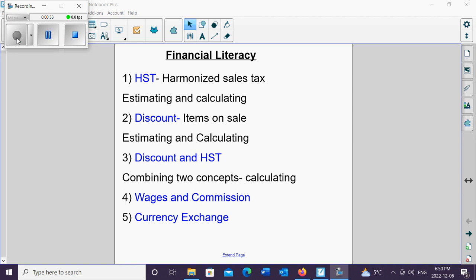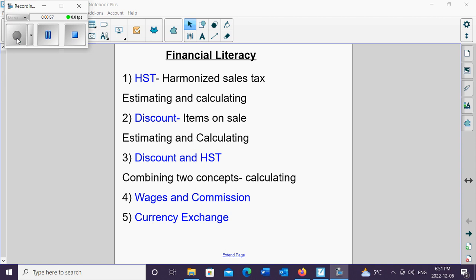Okay, so on this test are going to be these 5 things. HST, and you'll have to be able to estimate it and calculate it. You'll have discount, and you have to be able to estimate it and calculate it. Then your next one is where you put those two ideas together, and you take the discount off of the price of the item and then add the HST, and there's different ways of doing that.